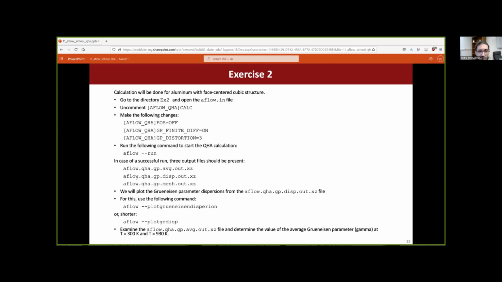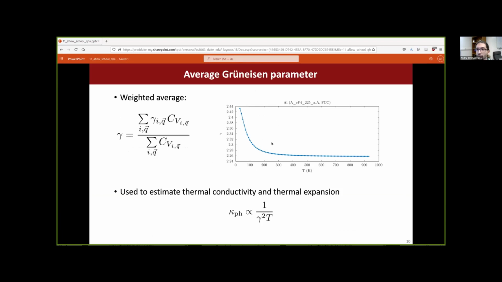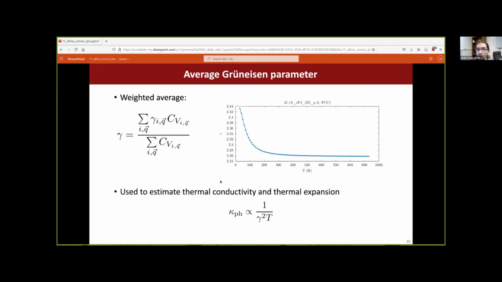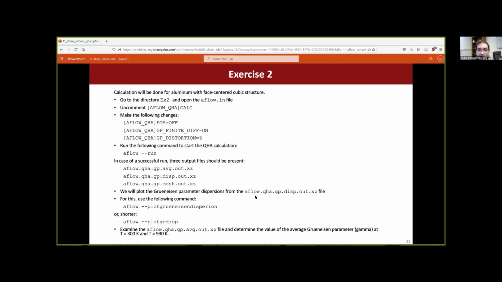In case of a successful run, you will have 3 files created. The first file will give you the data of the average Grüneisen parameter, basically the one which was used to produce this plot. The second one, GP diff out, is actually your Grüneisen parameter dispersions as on this plot, and it's saved in an eigenvalue format. And the third one is a bit different: you just have a mesh of k points, and for them you calculate Grüneisen parameters.